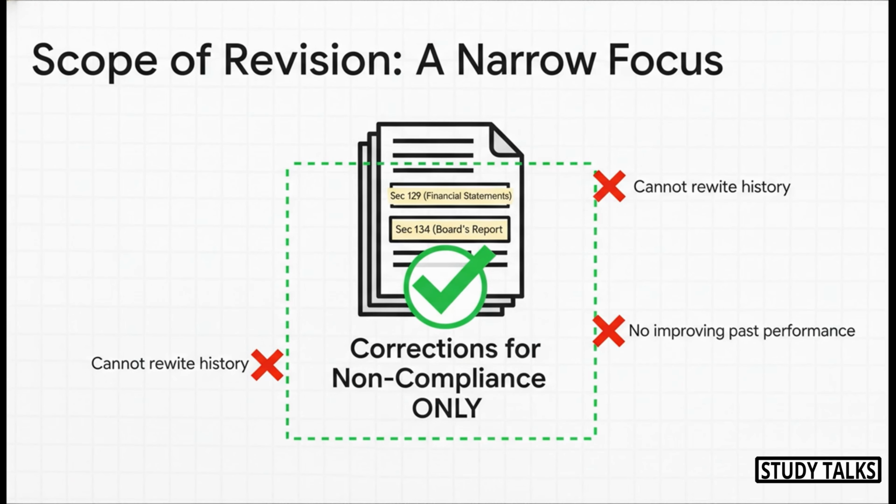Now, this is a really crucial point. Section 131 is a tool for correction, not for creative rewriting of history. A company can't use this as an excuse to go back and make their past performance look better. No way. The scope is very narrow. You can only make changes to fix the specific non-compliance with the law and any direct knock-on effects of that fix. That's it. Nothing more.